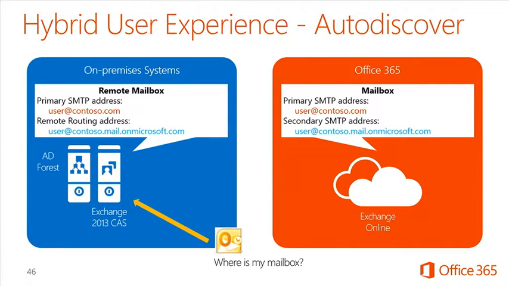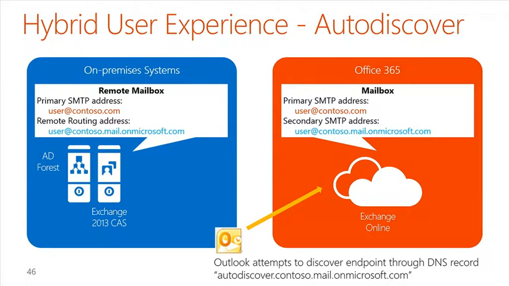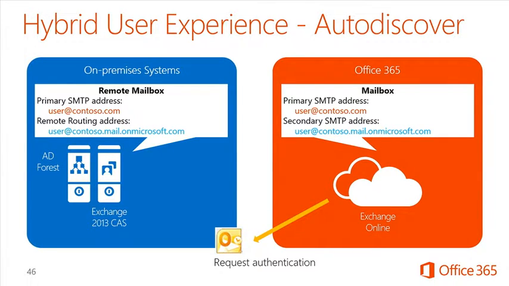So a query comes in. As we said, we publish the existing auto-discover records for Exchange 2010 or 2013 pointing to on-prem. Outlook queries those. Local Exchange says, oh, I have a mail-enabled user, but the actual live user is the one in Office 365. We redirect them to that side. Outlook then attempts to discover the autodiscover.contoso.mail.onmicrosoft.com, which we've already published from Office 365. It requests authentication and configures the mail profile. Outlook is configured. No OST rebuild, as we call out.